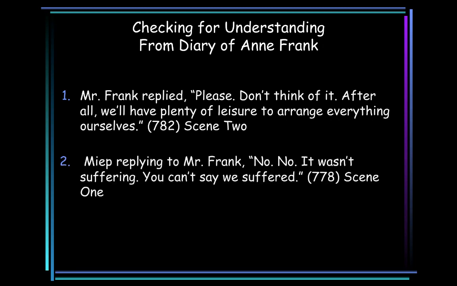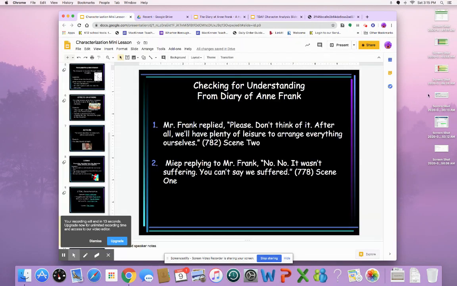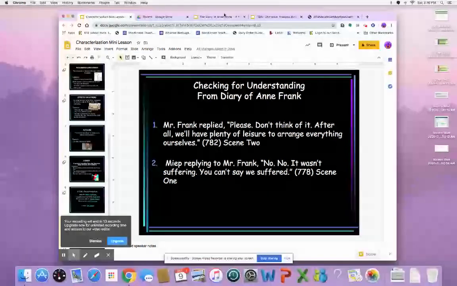From Scene 1, Miep replies to Mr. Frank after he's come back after being at the concentration camp, "No, it wasn't suffering. You can't say we suffered." This reveals that Miep is a very humble person. She doesn't feel as though she suffered like many of the Jewish people did during the Holocaust, and she doesn't want to be recognized for what she did.